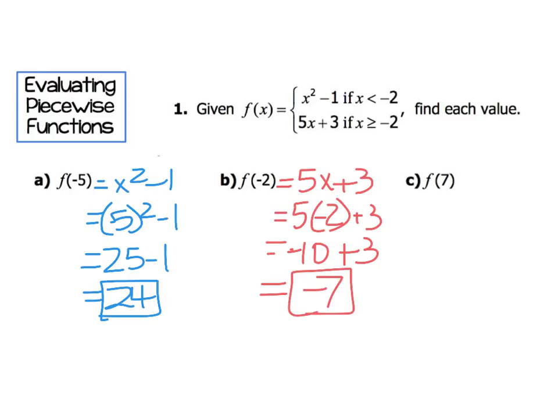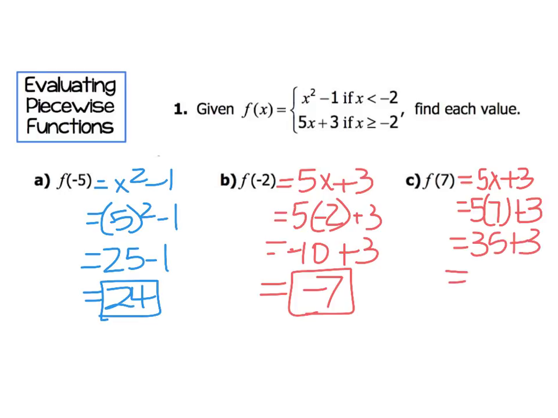Last but not least, f of 7. So when x is 7, which one do we want to use? Well, the domain that falls in would be here because 7 is greater than or equal to negative 2. So once again, we're going to be using 5x plus 3. So we're using our 5x plus 3 function, and we're going to substitute in 7 for x. So 35 plus 3. So f of 7 is 38.